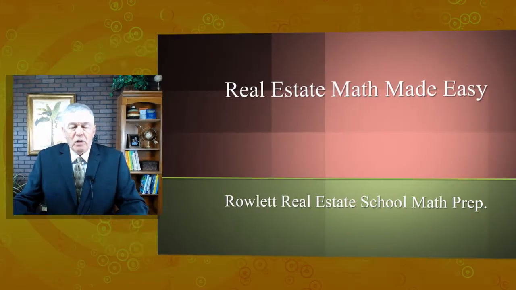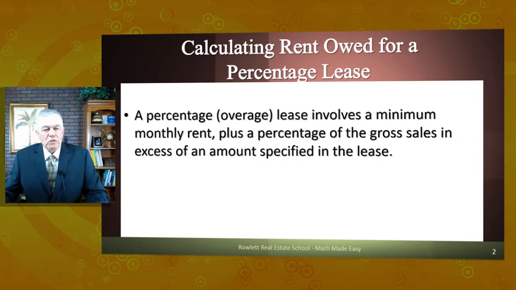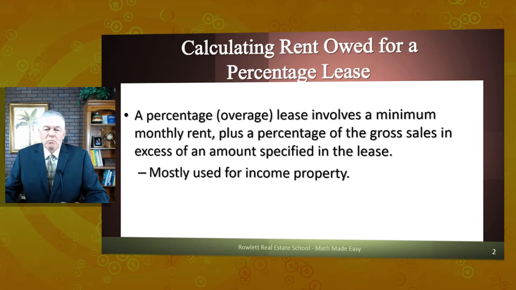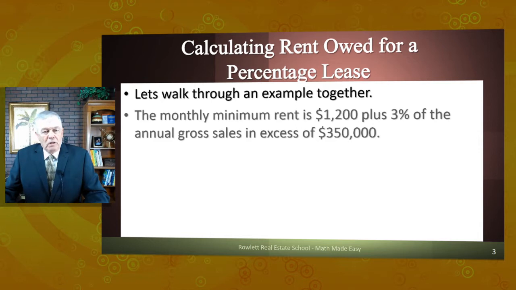Real estate math made easy is something that we've come up with to help you with your math problems throughout this course. We're going to start off with a percentage lease or an overage lease. It involves a minimum monthly rent plus a percentage of the gross sales in excess of an amount specified in the lease, mostly used for income properties. Let's walk through an example together.